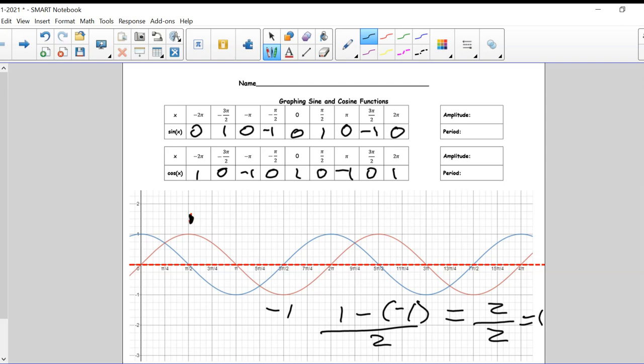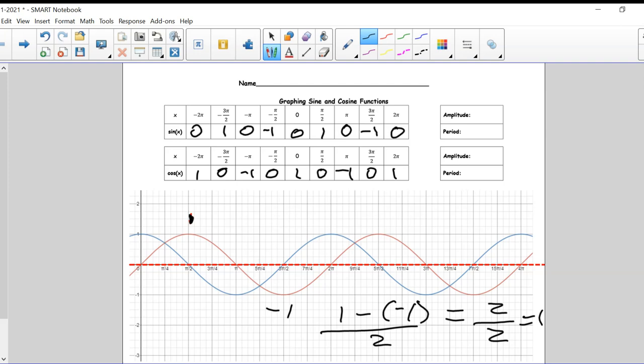So both ways work, right? Either you measure the distance from the center line up to the highest point, or just take the high minus the low, and if you're minusing a negative, then remember you're adding, and then divide that by 2. In other words, what is that distance from the high to the low? That's really what you're saying. How far apart are the high from the low? Whatever that distance is, divided by 2, would be the amplitude. It's like half the distance from the high to the low.